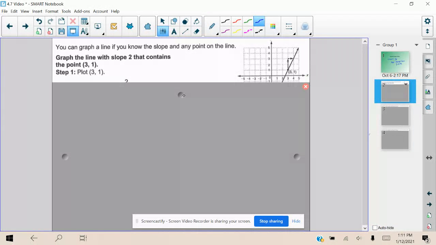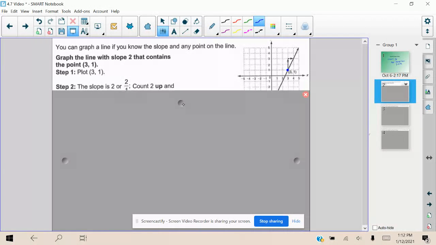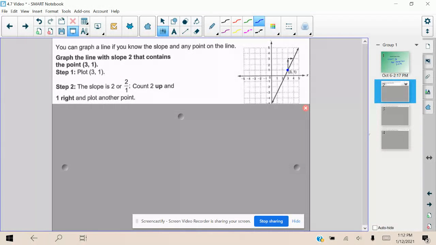The first thing we're going to do is plot that coordinate point. Notice how the point (3, 1) is plotted for you. I'll do that for you as well. X is 3 and Y is 1, plotted. After we do that, we're going to apply the slope. The slope is 2, or 2 over 1. That means we're going to count up 2 and go right 1, because our rise is positive 2. The change in y is positive 2, so we go up 2, and the run, or the change in x, is positive 1, meaning we go to the right 1.